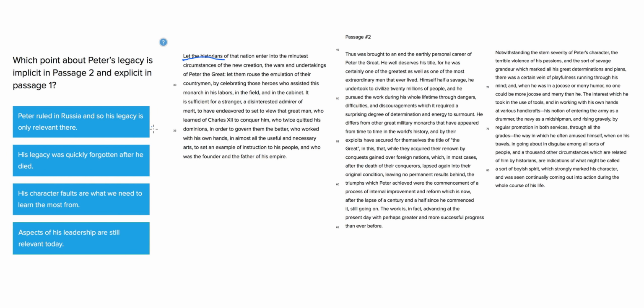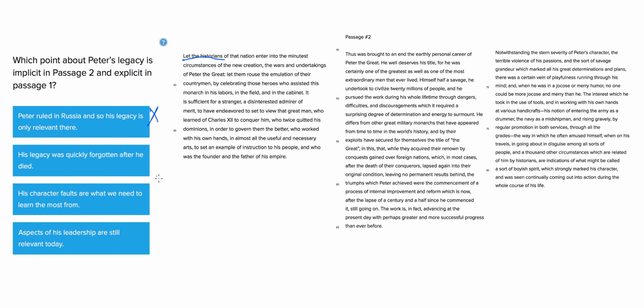So passage 1 explicitly states that Peter's ruling in Russia makes him just as applicable, if not more applicable, to the rest of the world. And furthermore, passage 2 says nothing that would disqualify Peter's accomplishments from being relevant outside of Russia. So there's no way we can say that his legacy is relevant only in Russia.